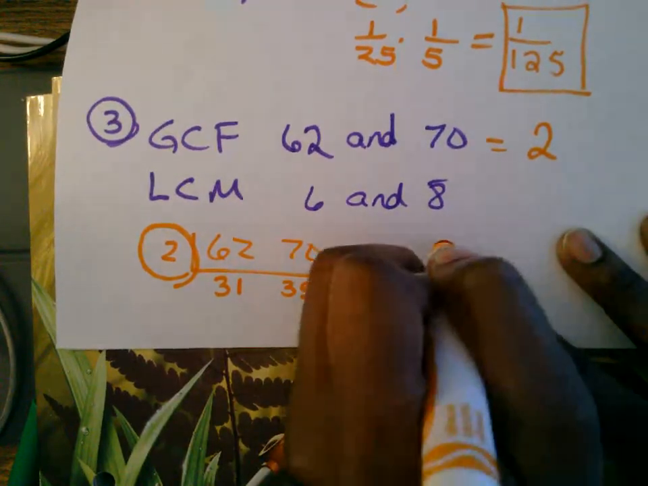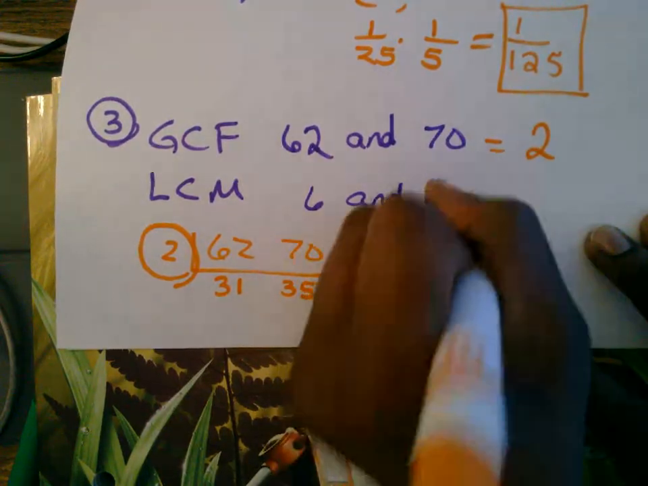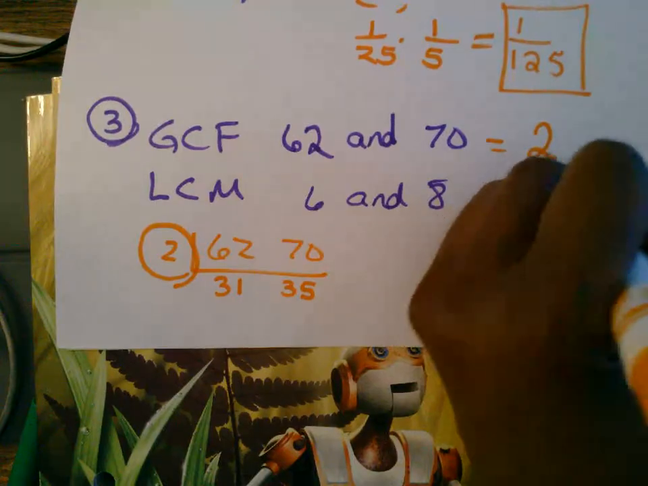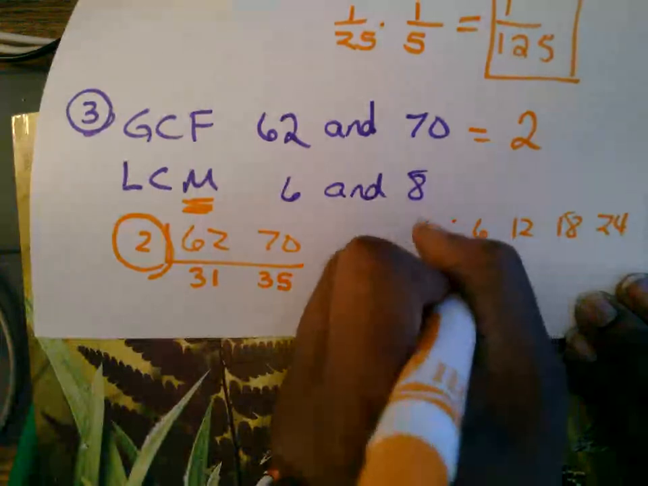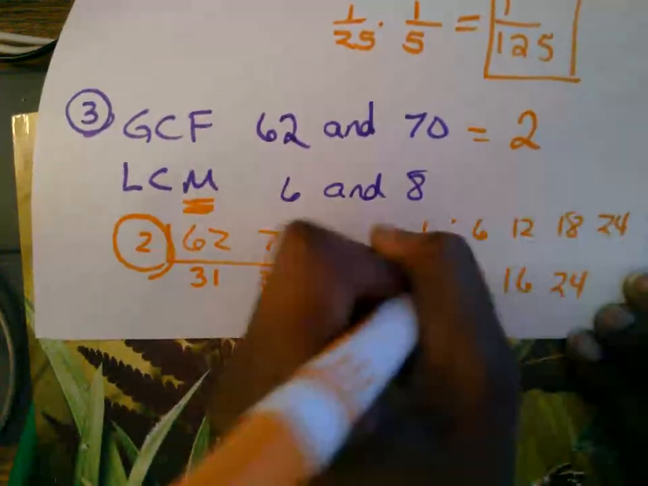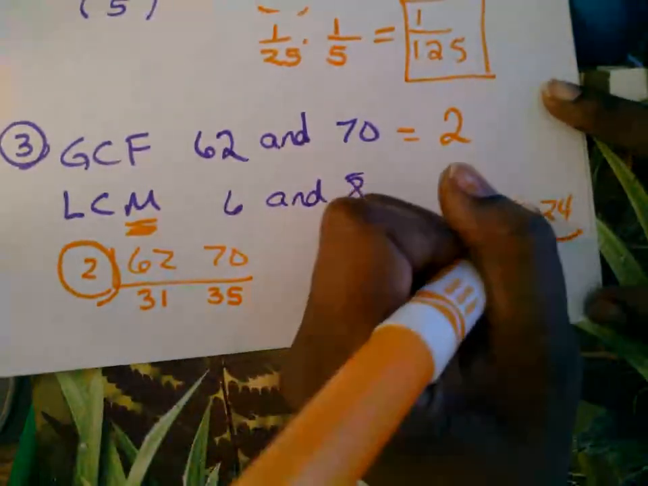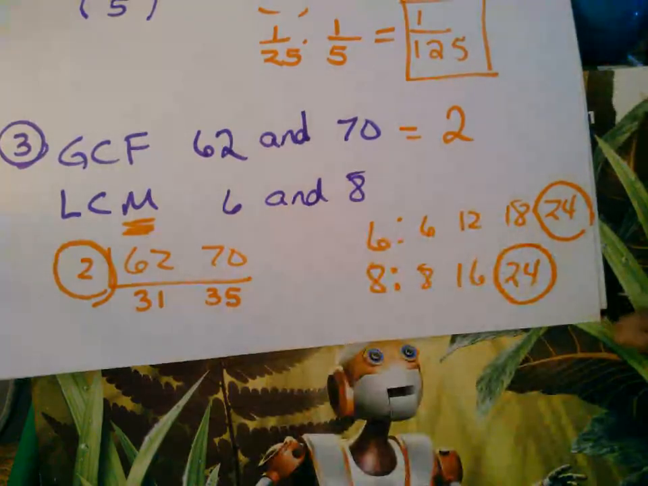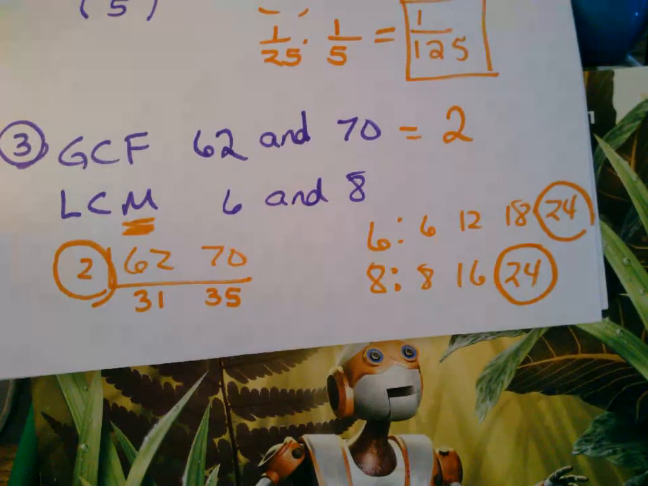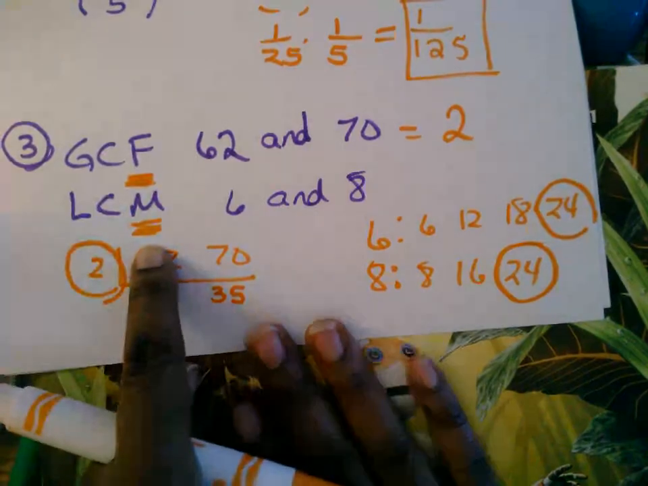The least common multiple for 6 and 8, keyword being multiples. That answer is 24. Be sure you know the difference between factors and multiples.